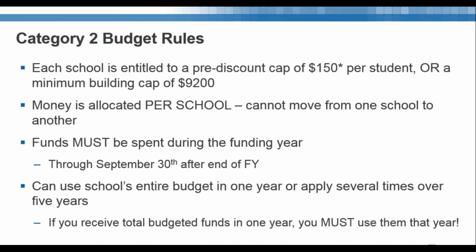The funds that you apply for and receive must be spent during the funding year that you applied for them. The only caveat here is that you can use them through September 30th after the end of the fiscal year. You can also use the school's entire budget in 1 year or apply several times over 5 years. The thing to note here is if you receive the total budgeted funds for 1 year, you have to use them all that year or you'll lose them. So I would recommend, if you're unsure of exactly how you want to use the funds, or if the school district's unsure how they want to use the funds, only apply for what you know exactly you will need, and then you can reapply year after year.